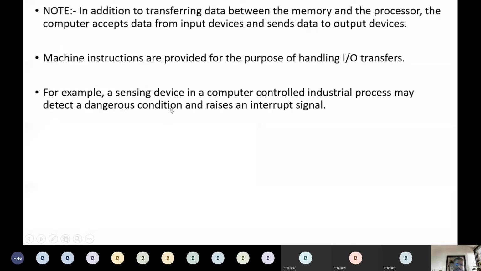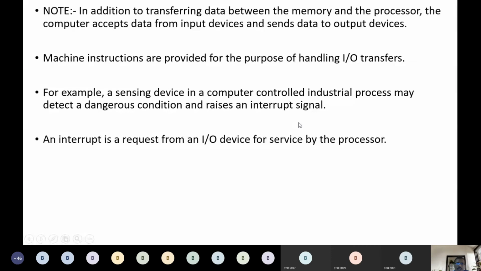This is the same thing explained here. For example, a sensing device in a computer-controlled industrial process may detect a dangerous condition and raise an interrupt signal. This interrupt signal is sent to the processor. The processor looks at it and says, hey, I need to give a quick response. I need to stop whatever work I am doing, maybe the addition of two variables.